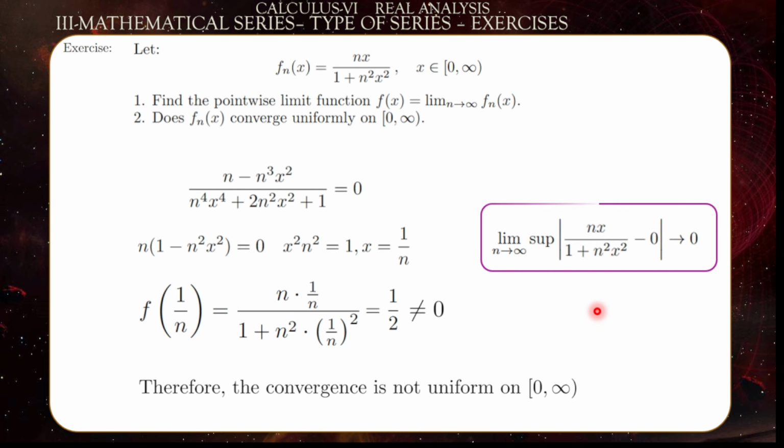Just as a reminder, this was the limit of the supremum of nx divided by 1 plus n squared x squared minus 0. It should approach 0, but this did not happen. So f_n(x) minus f(x) did not approach 0, but 1/2 instead. So it did not converge uniformly, meaning that the function and its limit at that point are a little bit far from each other. The gap is huge between these two. Hence, the function does not converge uniformly over this interval.